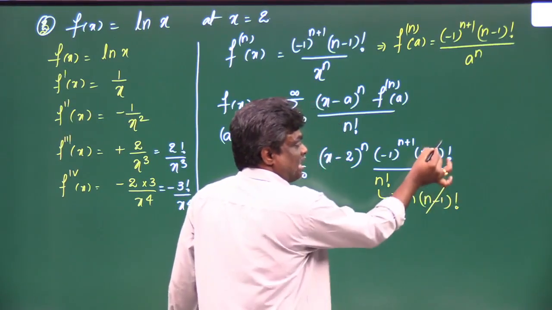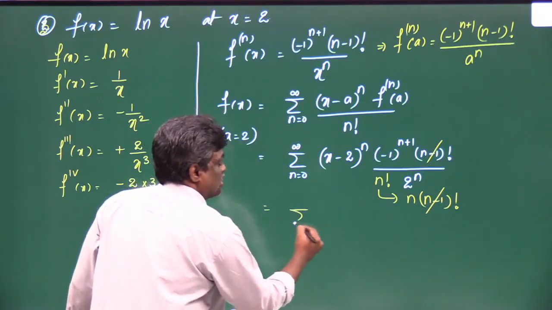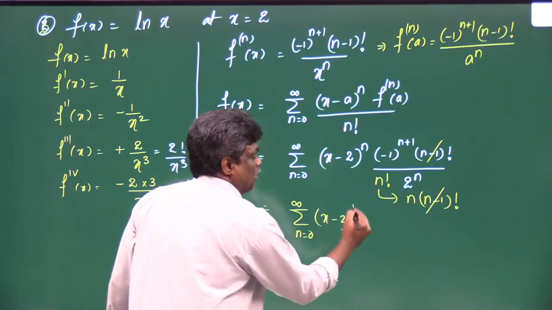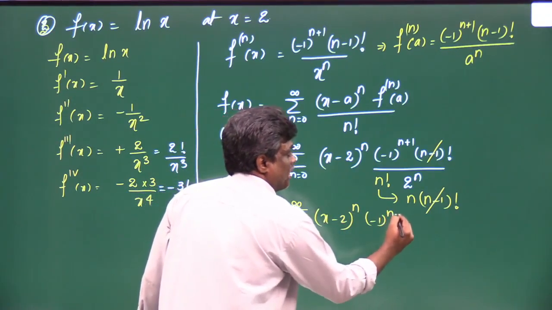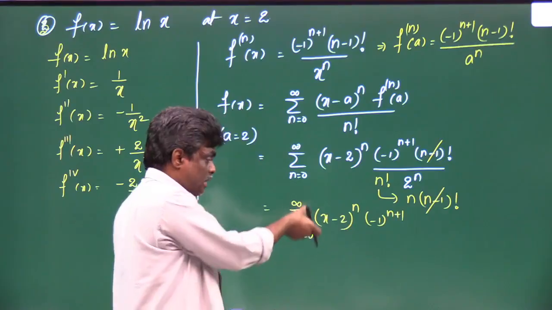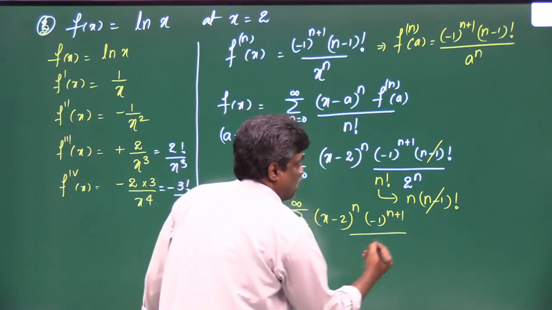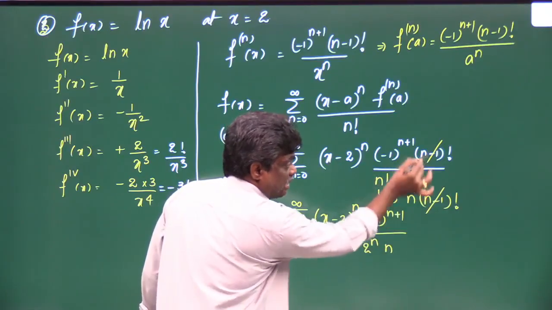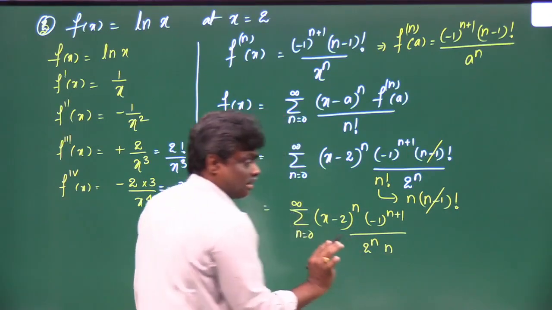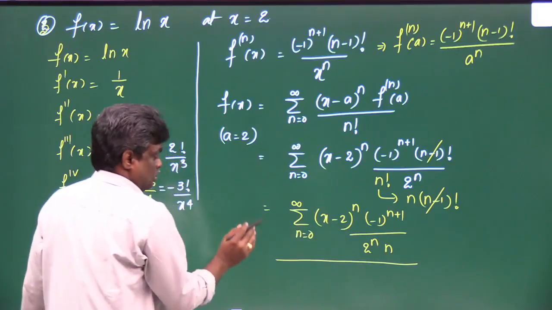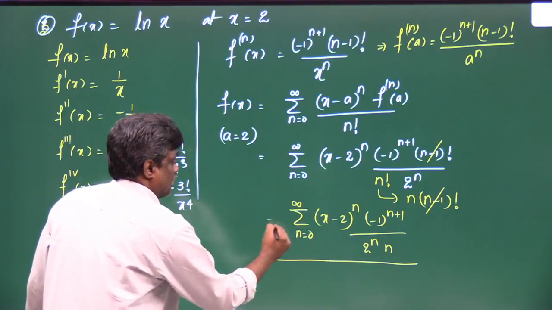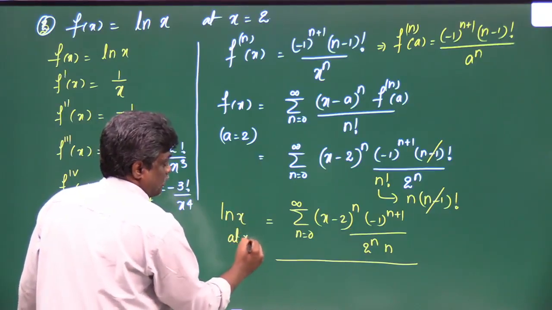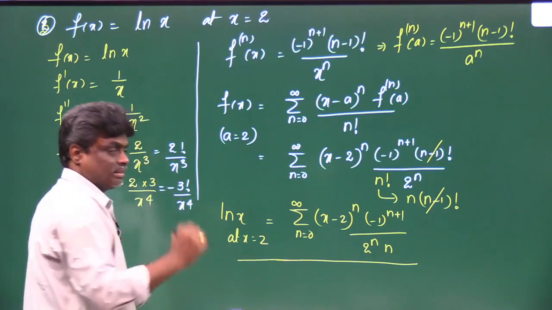So these two get cancelled, and then summation n equal to 0 to infinity (x minus 2) whole power n, (minus 1) whole power n plus 1. Better to write minus 1 whole power n plus 1 first, divided by 2 power n into n, since the factorial is already cancelled, so remaining is n. Is that clear? That's it. So this is the expansion of f of x, that is log x, at x equal to 2. That's it. Okay, come on.